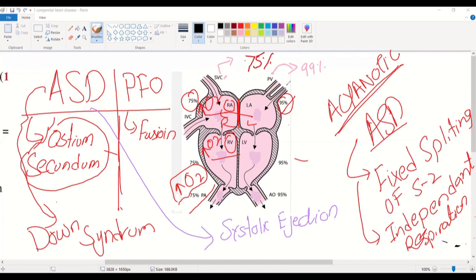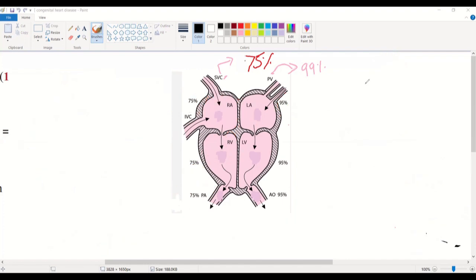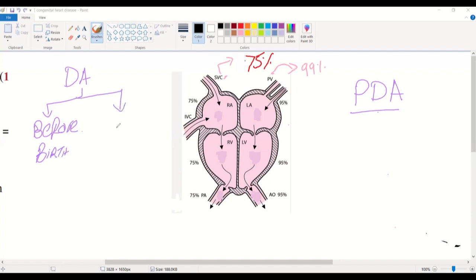Right? Our next pathology is PDA, patent ductus arteriosus. So the ductus arteriosus functions before birth and after birth. Can anybody tell me, before birth and after birth, which kind of shunt?